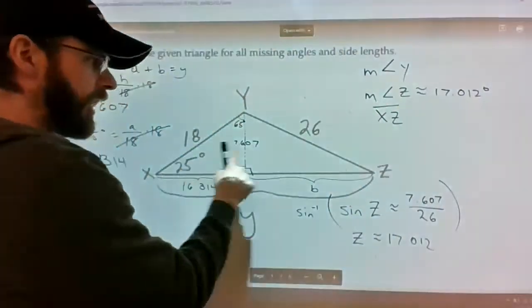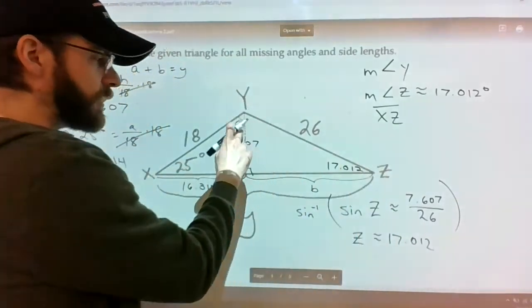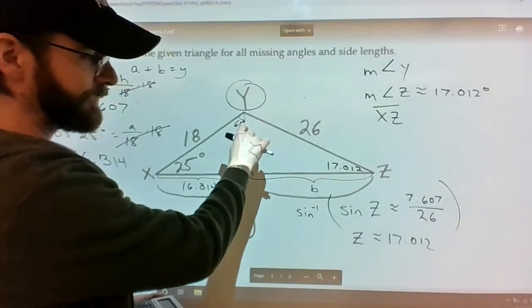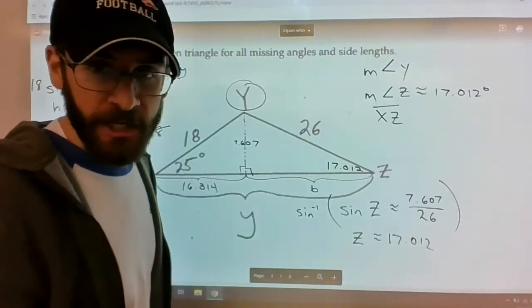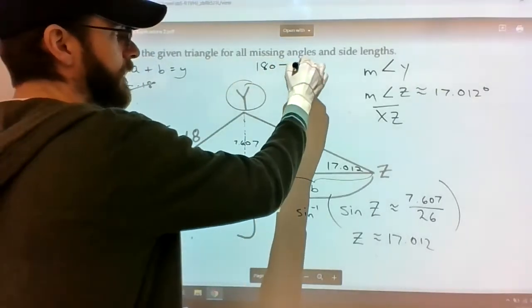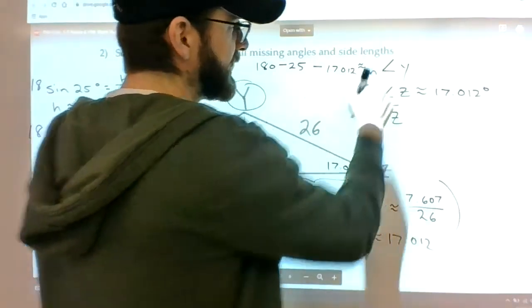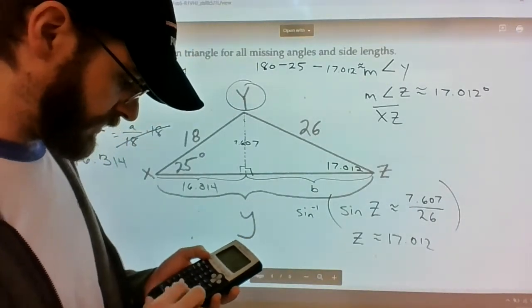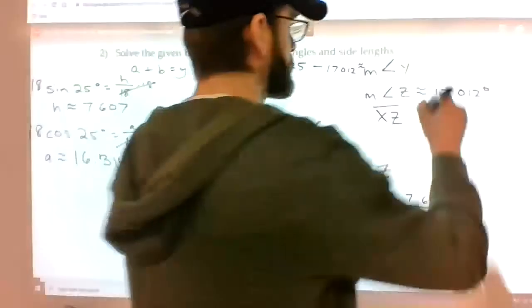Which means if we have two of the three angles of a triangle, we can kind of just say, well, we're looking for y in its totality. We don't need this little sliver right here, so we can actually say that 65 was not needed information. We can now just say 180 minus 25 minus 17.012 is going to equal the measure of angle y. So we'll use our handy dandy calculator to make that happen. 137.988 degrees.